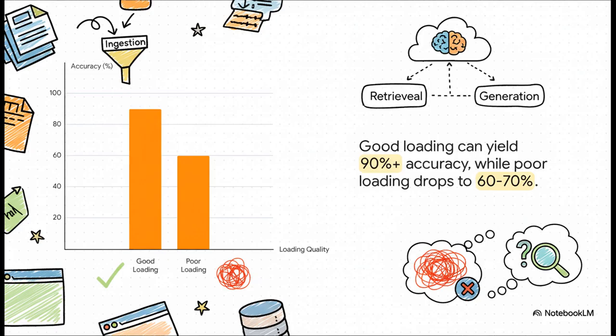Just look at this. The difference between a clean, well-structured loading process and a sloppy one can mean a system that's 90% accurate versus one that's barely hitting 60%. That is a huge gap. It's the difference between a tool people actually trust and use and one they just give up on. The stakes are incredibly high from the very first step.